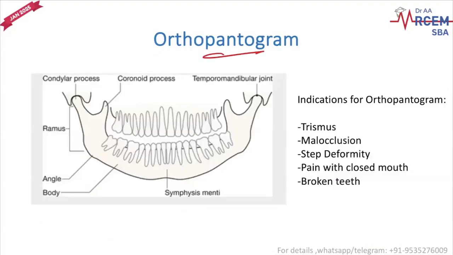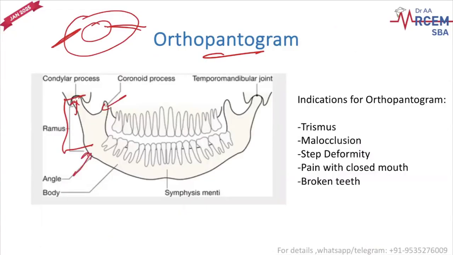Orthopantogram for the mandibular injuries, you need to be aware of the structures. It is like a ring. If there is one fracture on one side, you should suspect there might be another fracture on the other side. What are the structures? This is known as condyle. This is coronoid process. This much part is the ramus. This is the angle of the mandible. This is the body of the mandible. This is symphysis menti. This is temporomandibular joint.